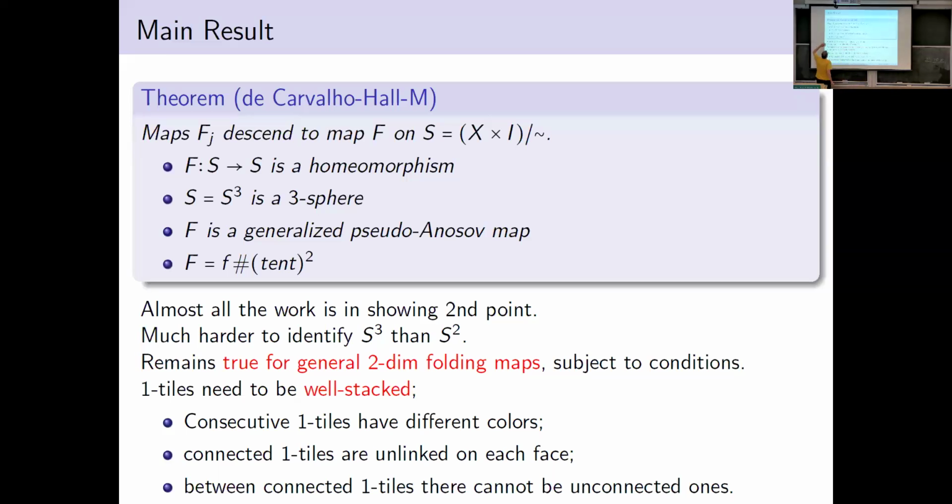And really, in a sense, the theorem is really the second part. To really show that this is a 3-sphere, that's really where we have to work. The other things are not that hard once you have set up everything correctly, okay? And the theorem I only formulated here for my square folding map, but it is actually true for all these folding maps.